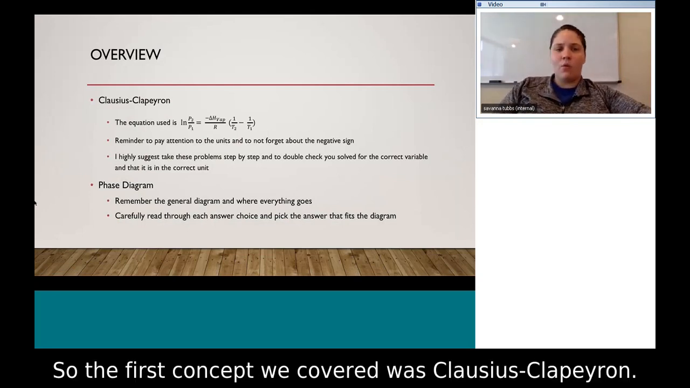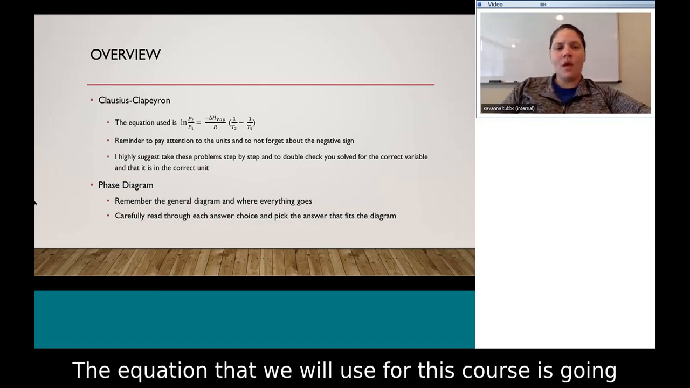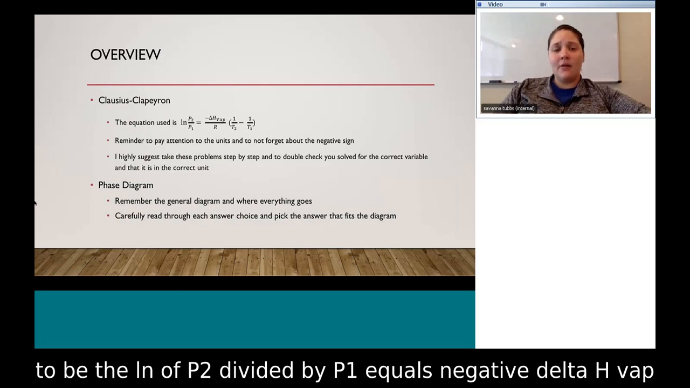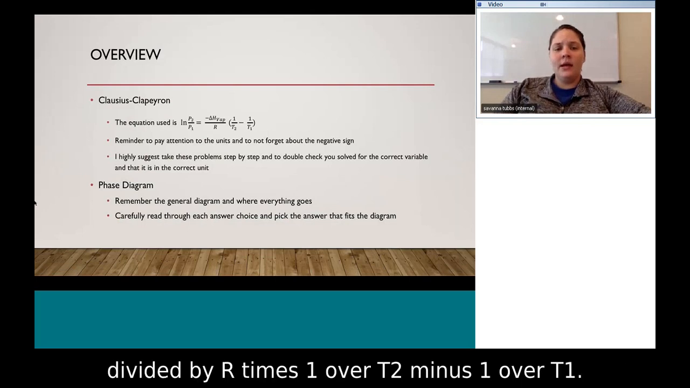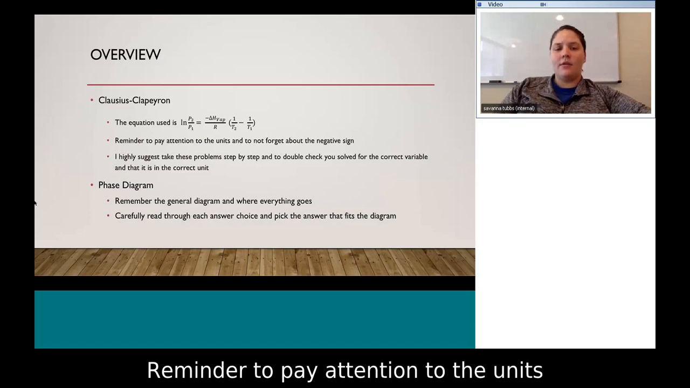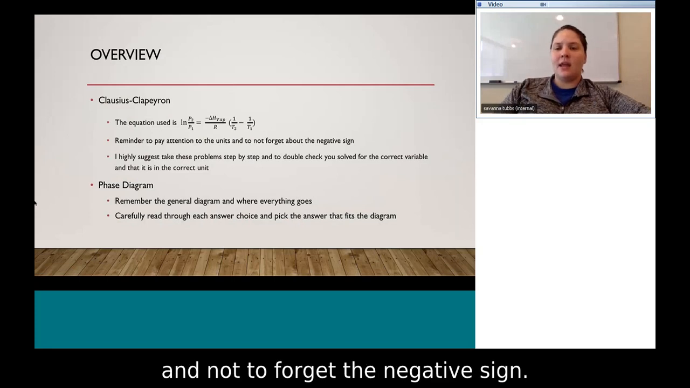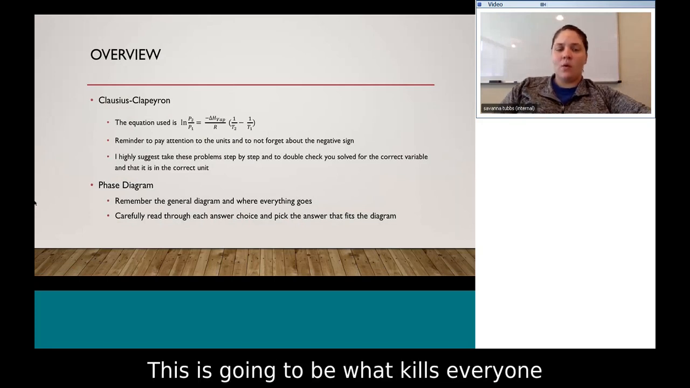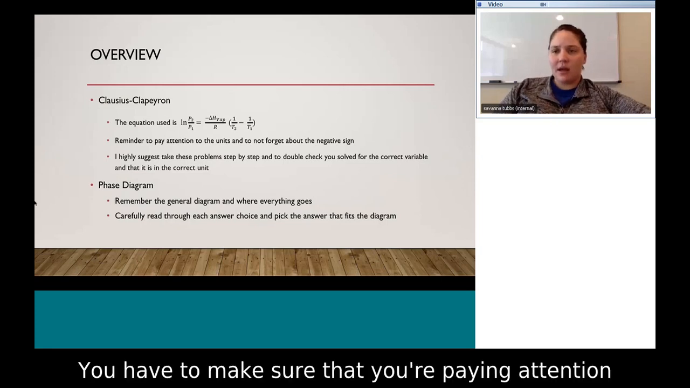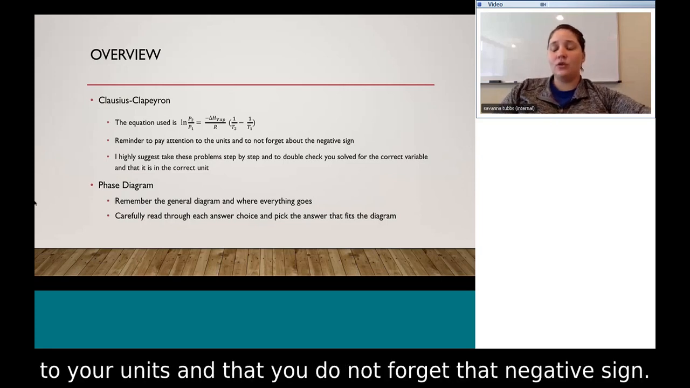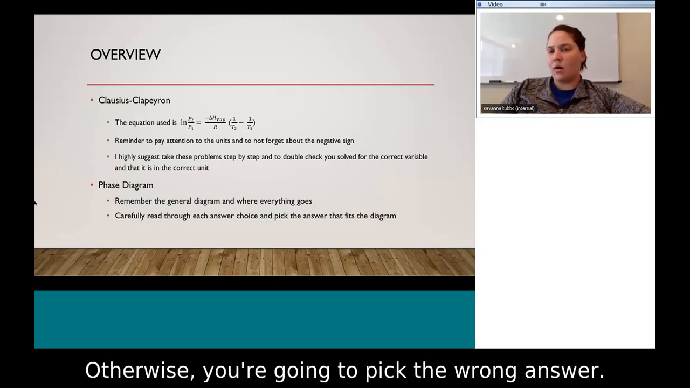The first concept we covered was Clausius-Clapeyron. The equation that we will use for this course is going to be the ln of P2 divided by P1 equals negative delta H vap divided by R times 1 over T2 minus 1 over T1. Reminder to pay attention to the units and not to forget the negative sign. This is going to be what kills everyone when it comes to the exam. You have to make sure that you're paying attention to your units and that you do not forget that negative sign. Otherwise, you're going to pick the wrong answer.